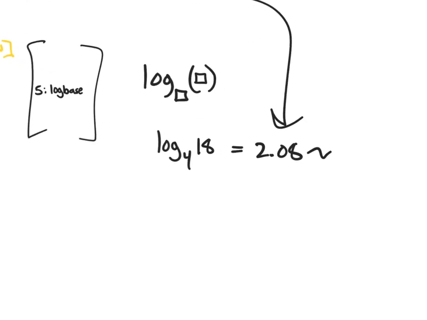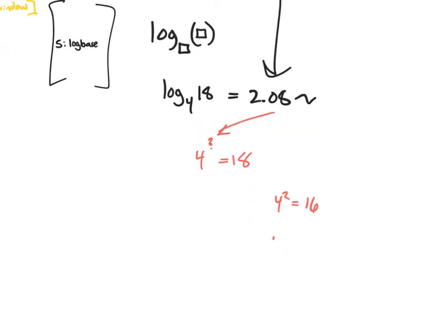If you're forgetting what logs are, log base 4 of 18 is asking 4 to what power? Right, 4 to what power gives me 18? And the answer is that. And that should make sense because 4 squared is 16. So 4 to the 2 point and a little bit more gives us the 18. That's what logarithms help us do.